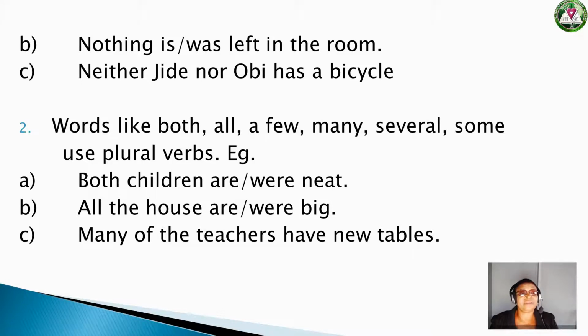3. Neither Jide nor Obi has a bicycle. Remember that I said that neither nor takes a singular verb. It is a rule and a principle.